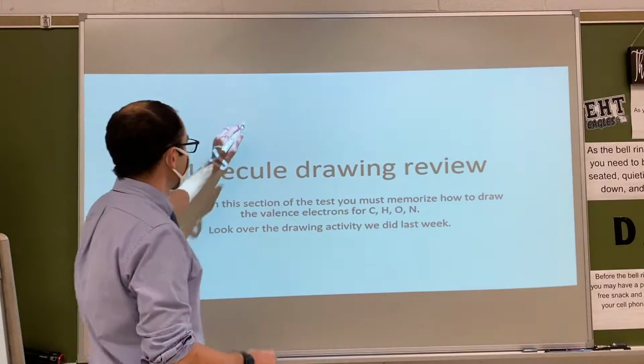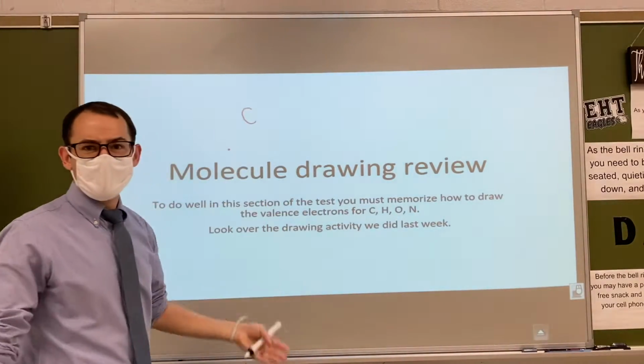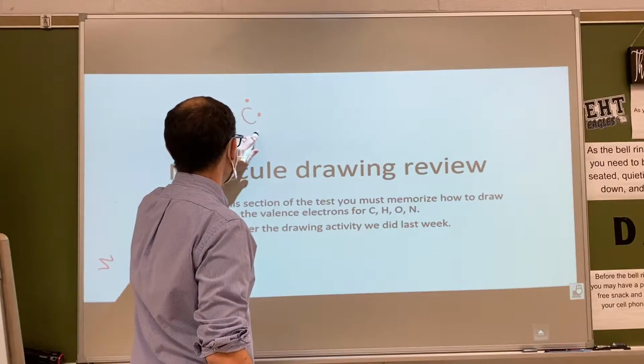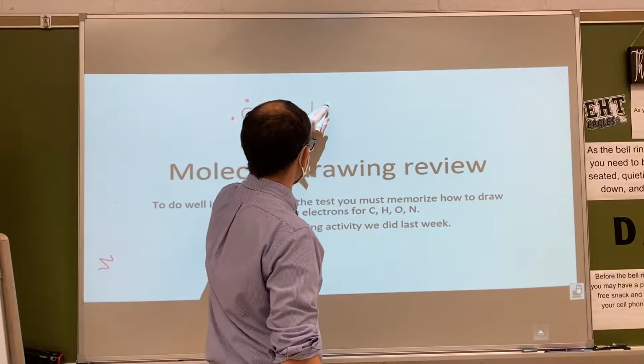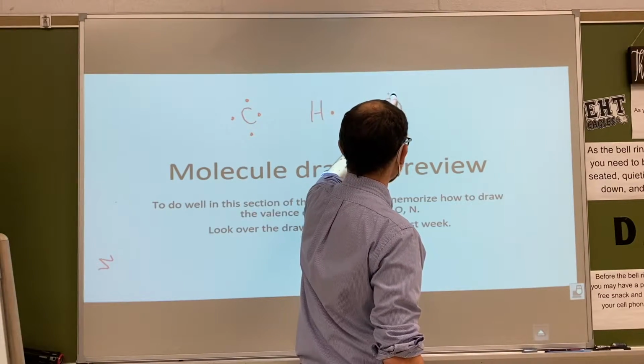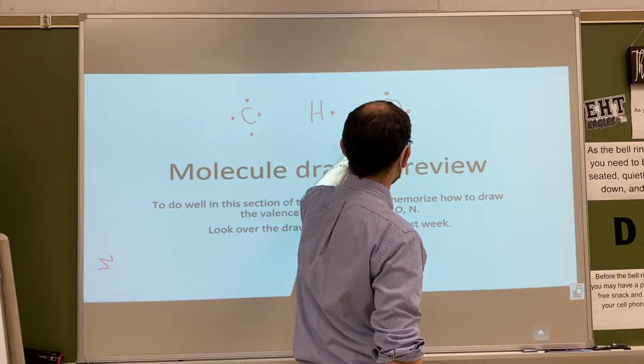How many electrons does carbon have around it? You can all shout it out. 4, good, yeah, it has 4. How about hydrogen? 1. Oxygen? It has 6, and what's special about them?